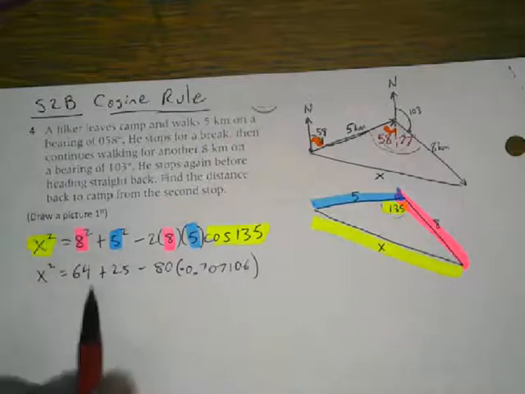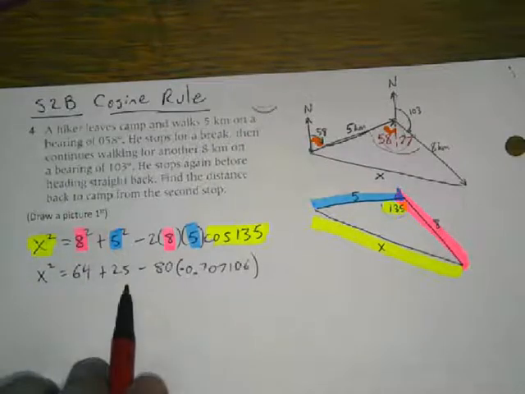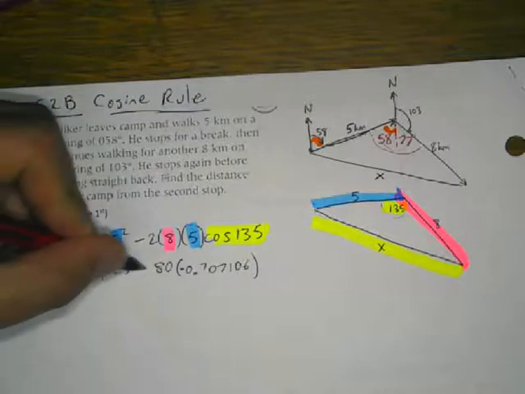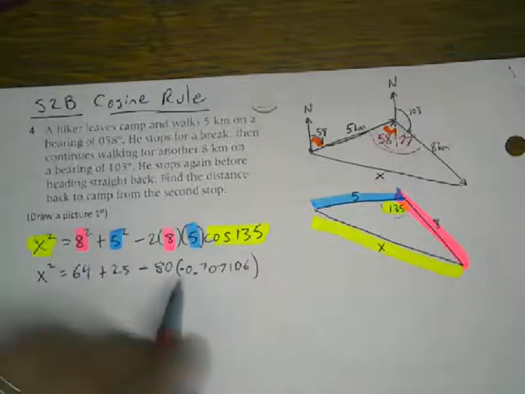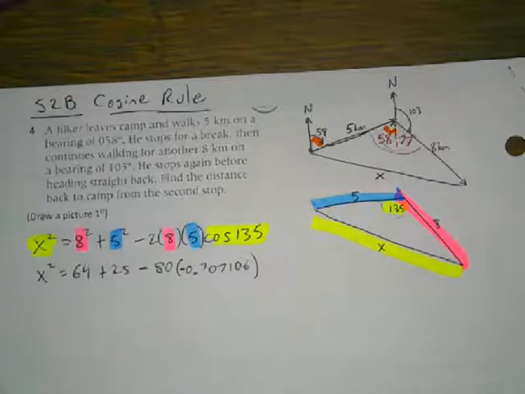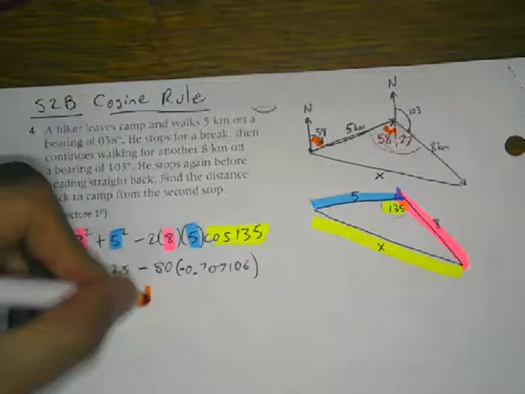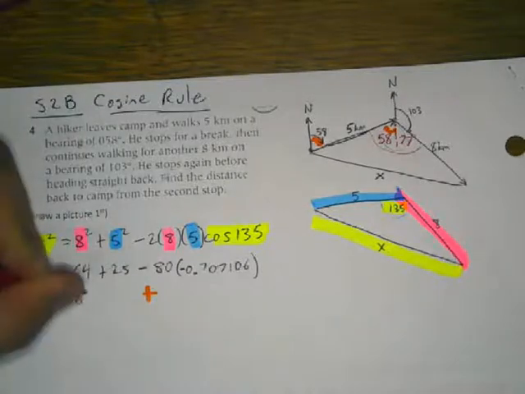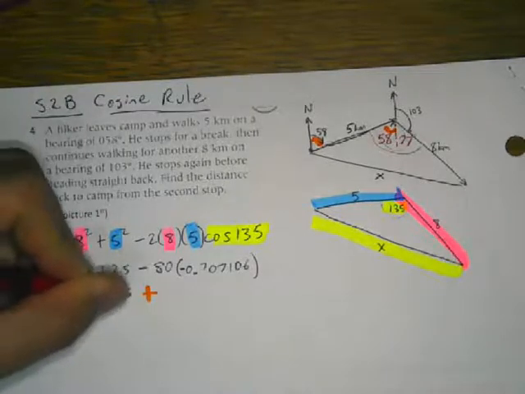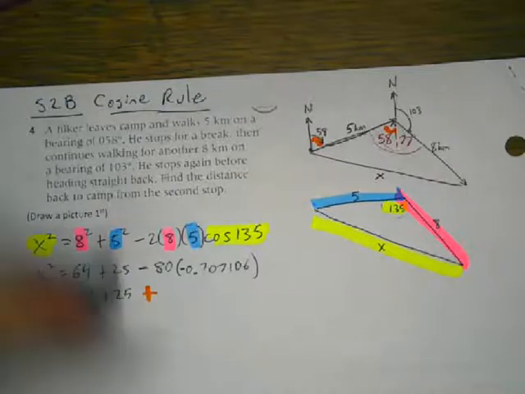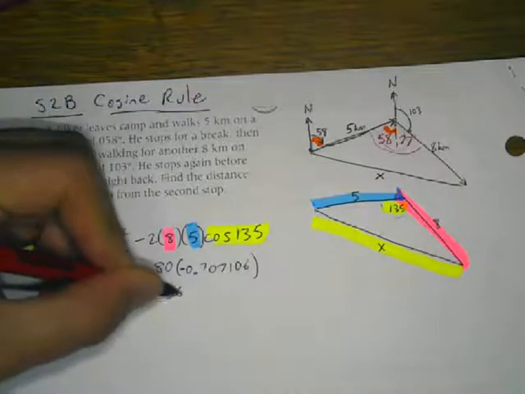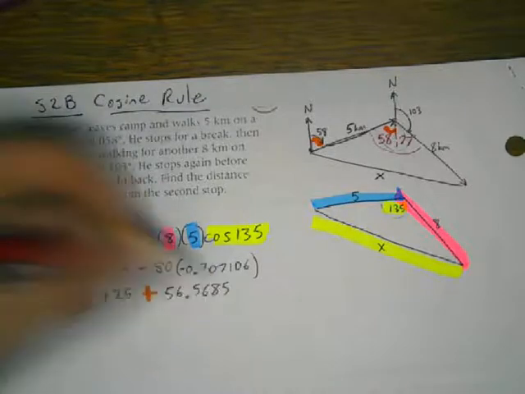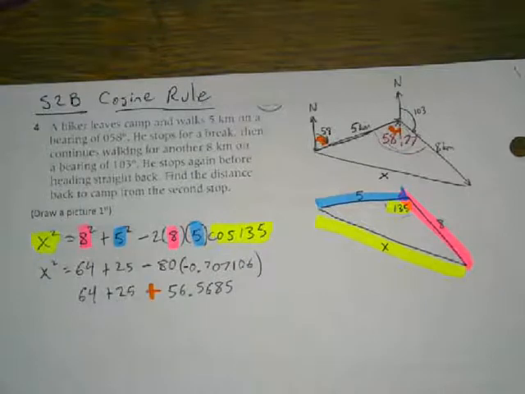Okay, so 64 plus 25, and then remember we've got minus 80 times a negative number, so we're going to turn it into a plus when we've got minus a negative number. So we've got 64 plus 25, and then 80 times that is going to give me 56.5685. We don't round it to 3 sig figs until the very end.